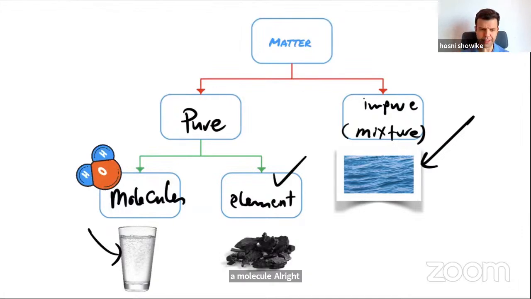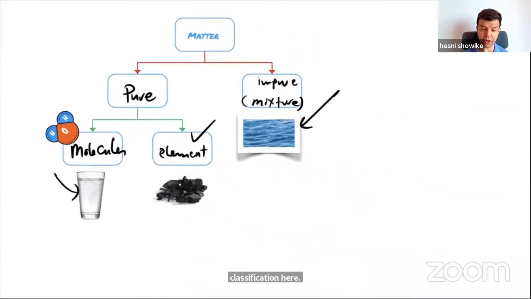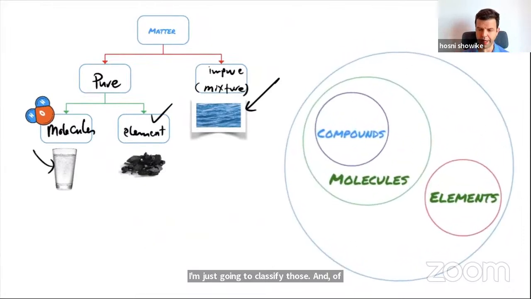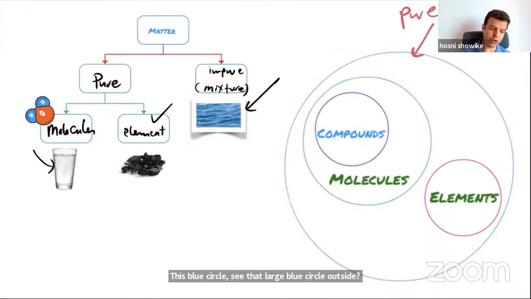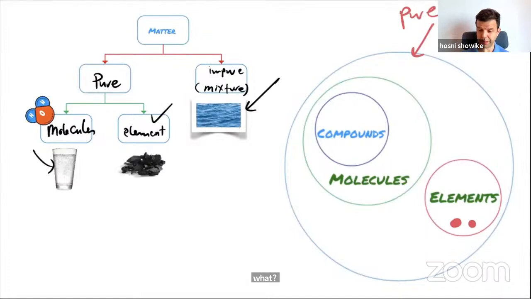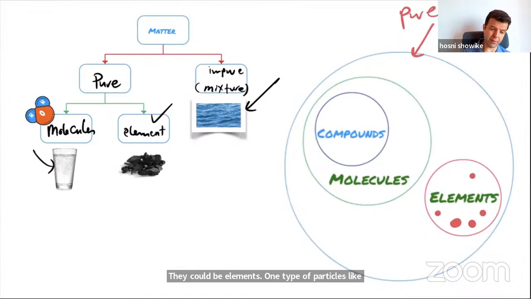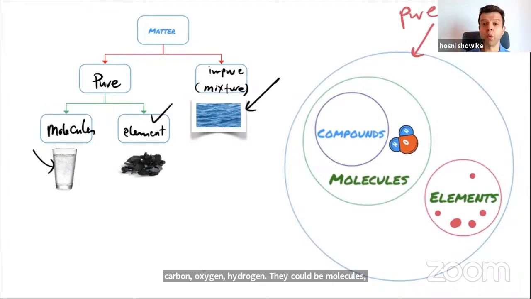I just want to do some further classification here. I'm going to classify those elements and molecules one step further. So look what I have here. This large blue circle outside, this is all pure substances. And we said those could be what? They could be elements, one type of particles, like carbon, oxygen, hydrogen. They could be molecules. Remember our example of a molecule, that could be something like water, or they could be compounds.